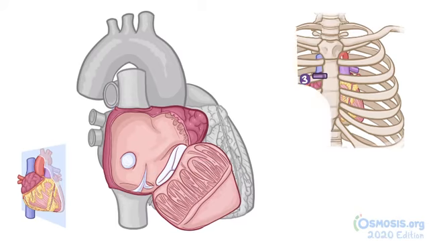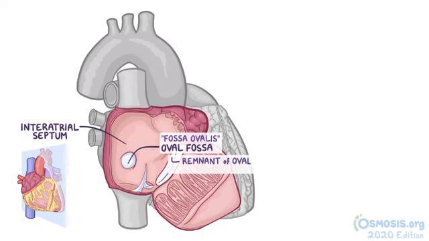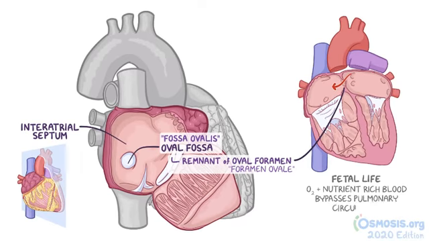Now, the right and left atrium are separated by the interatrial septum, which has a depression called the oval fossa, or fossa ovalis, which is a remnant of the oval foramen, or foramen ovale, that connected the atria during embryological development. In fetal life, oxygen-rich and nutrient-rich blood travels directly into the left atrium from the right atrium via the foramen ovale to bypass the pulmonary circulation.